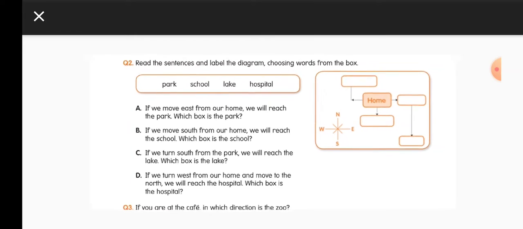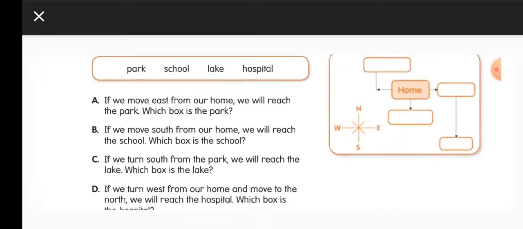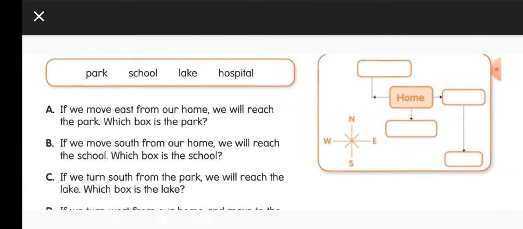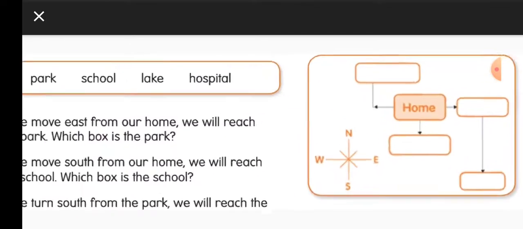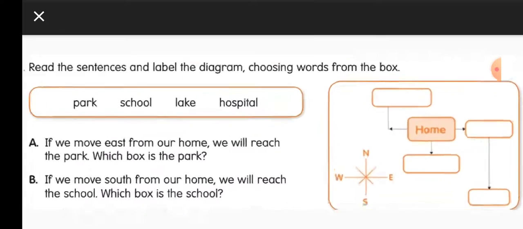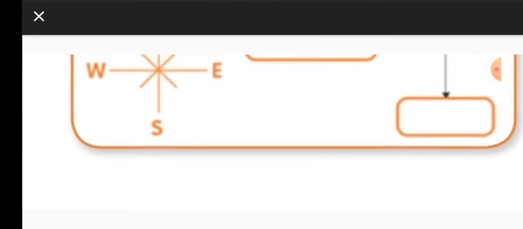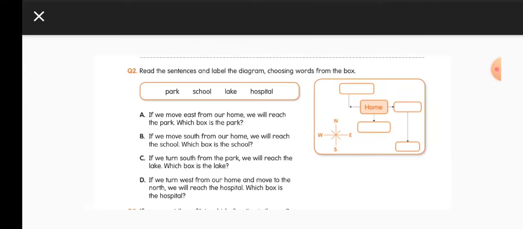Next, if we turn south from the park, okay, this is the park. If we turn south from the park, we will reach the lake. Which box is the lake? Okay, the park was on the east side of the home, right? So this box which is at the bottom, this is the lake, L-A-K-E, lake, you write it over here.